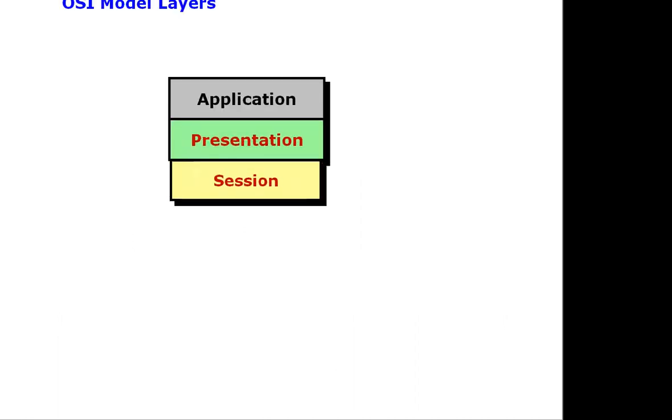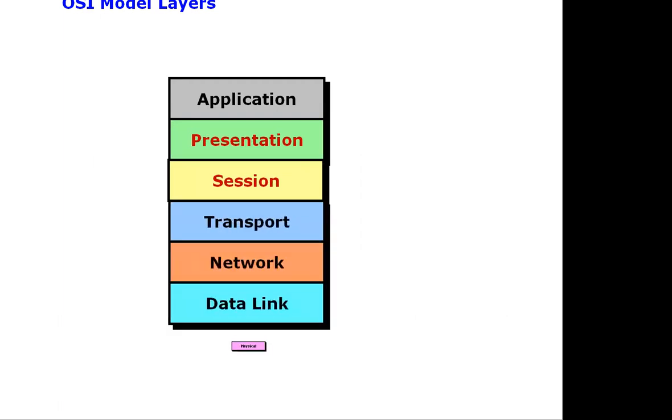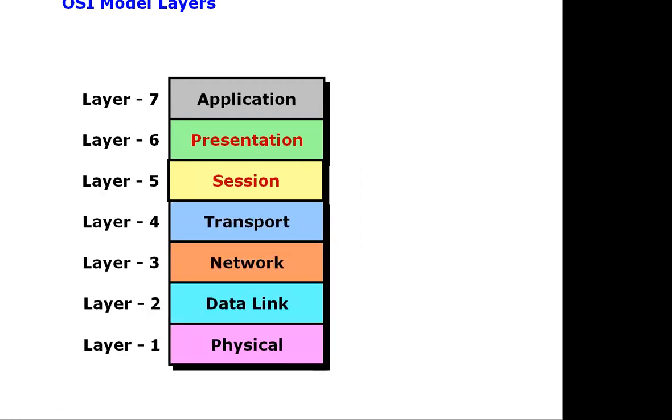So we have 7 layers: application, presentation, session, transport, network, data link, and physical. So these are the 7 layers, and each layer has its specific processing function.